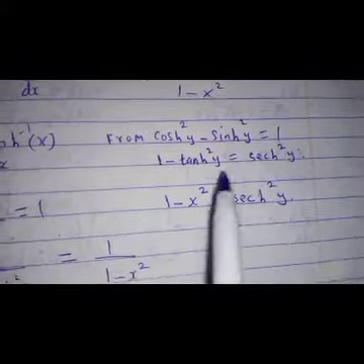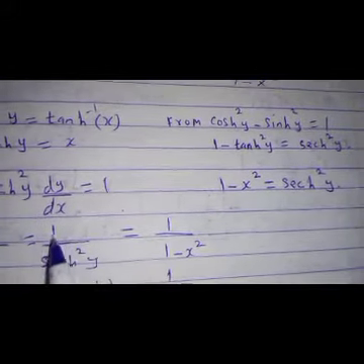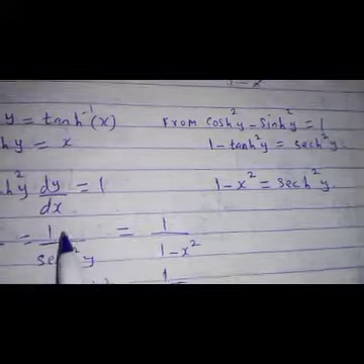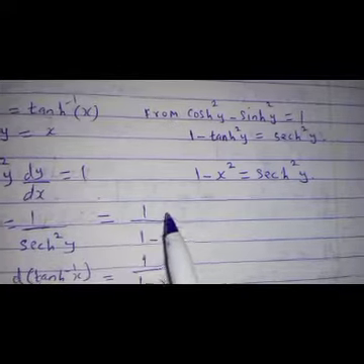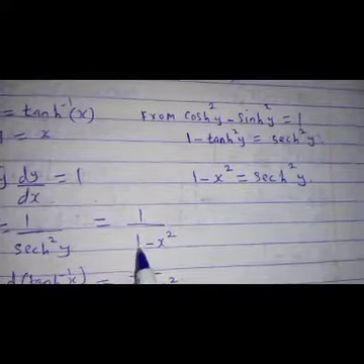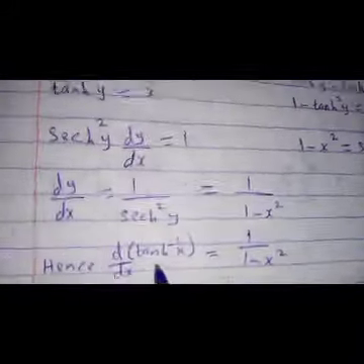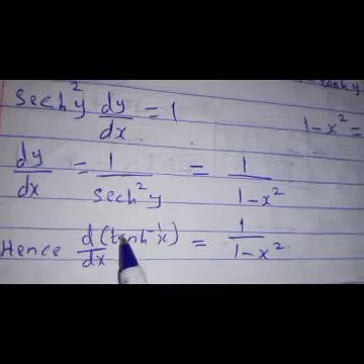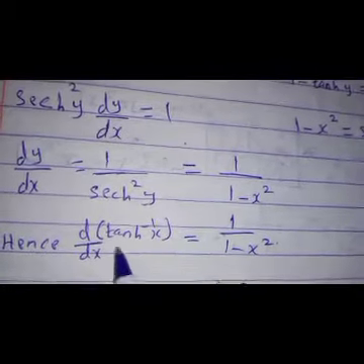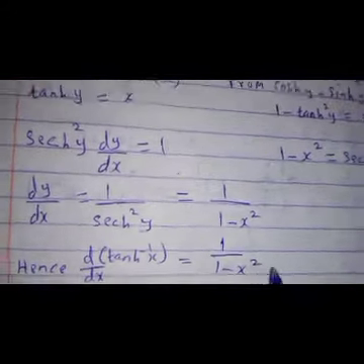So now we come to this formula: 1 over hyperbolic sec squared y is equal to 1 divided by 1 minus x squared, which is our required derivative. Hence, the derivative of inverse hyperbolic tan of x with respect to x is given by 1 divided by 1 minus x squared. So we have seen it is very simple to prove that.